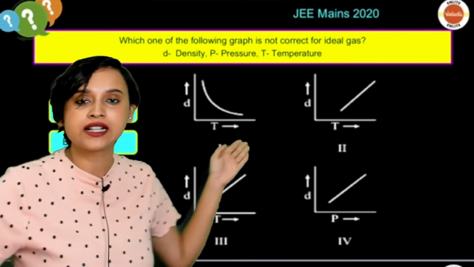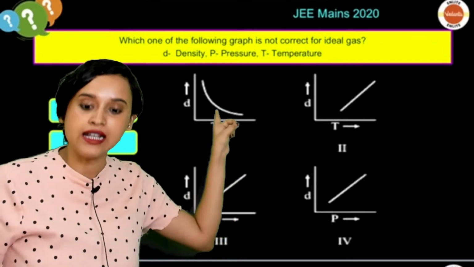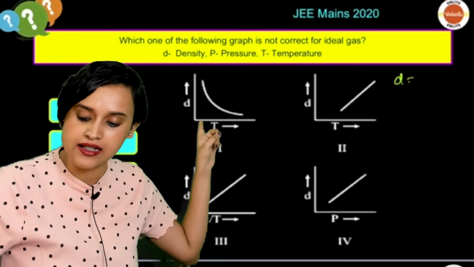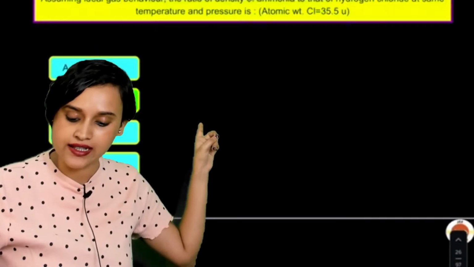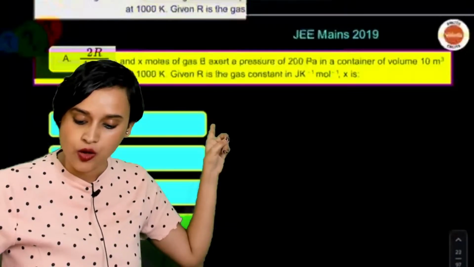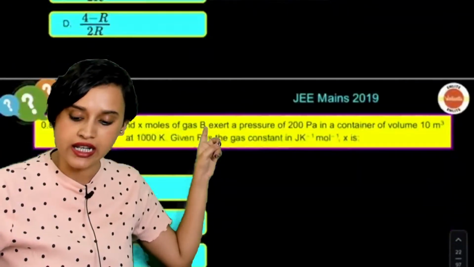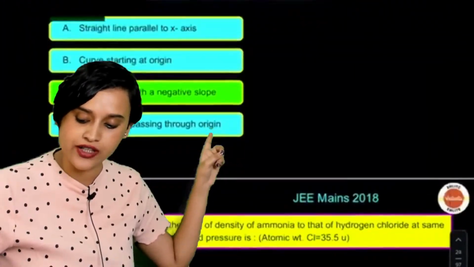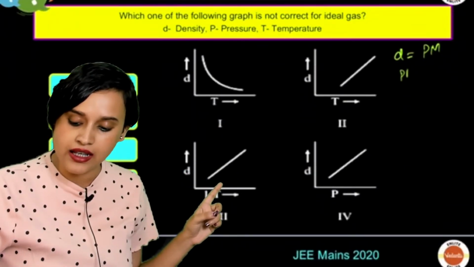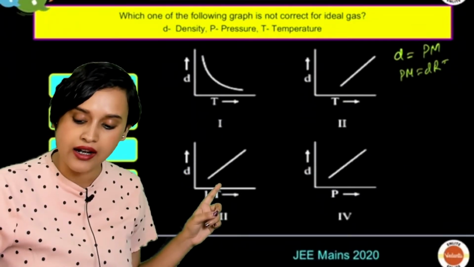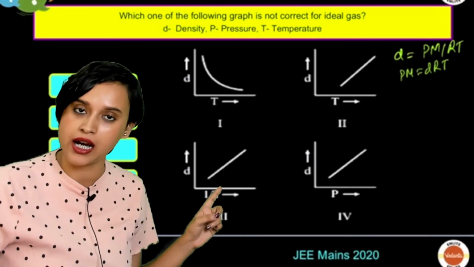So look at the graph, everybody. The first one, D and P. D is, what do we know? We know that D is equal to PM. Yes, yesterday you learned this, remember? What was the formula? PM is equal to DRT. The formula was, everybody, PM is equal to DRT. If that is the case, then D is equal to PM divided by RT.